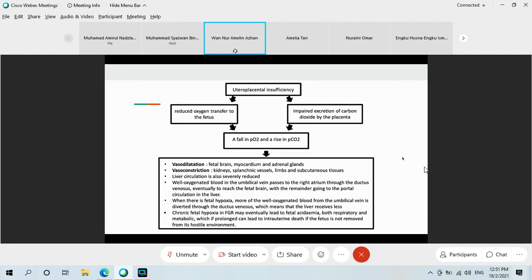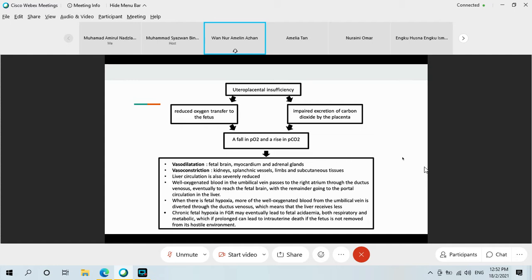This happens because the fetus is trying to preserve the highly oxygenated and highly nutrient blood to the brain only. Because of this, the liver circulation is also severely reduced. Okay, next slide will have pictures, but now I will just explain.